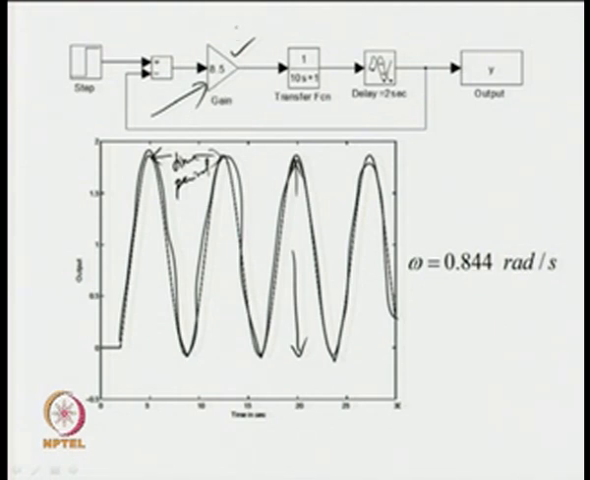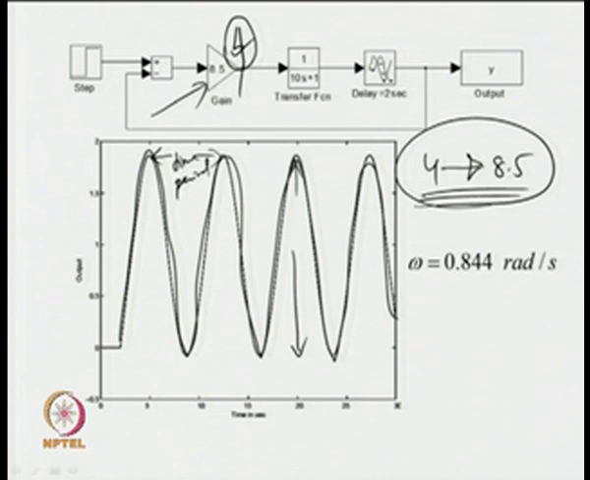So, we started with a value of 4, from 4 we came to 8.5. So, from 4 to 8.5, one has to go on gradually increasing the proportional gain. This is the drawback of this method of frequency domain based identification technique. To overcome this, there is one more powerful method, that is known as a relay control system.